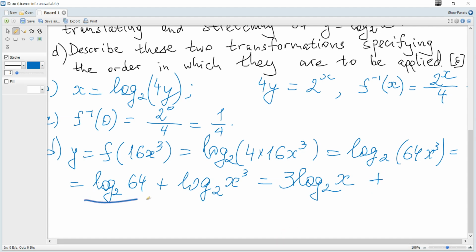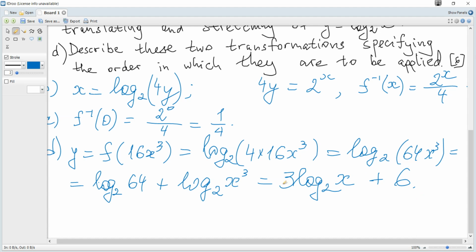And this is just a number, it can be calculated. 2 to what power is 64? It's 6. And just a number I write as the last term. Why? Because to avoid mistakes, due to this plus 6, it should be done as the last step of our transformations.